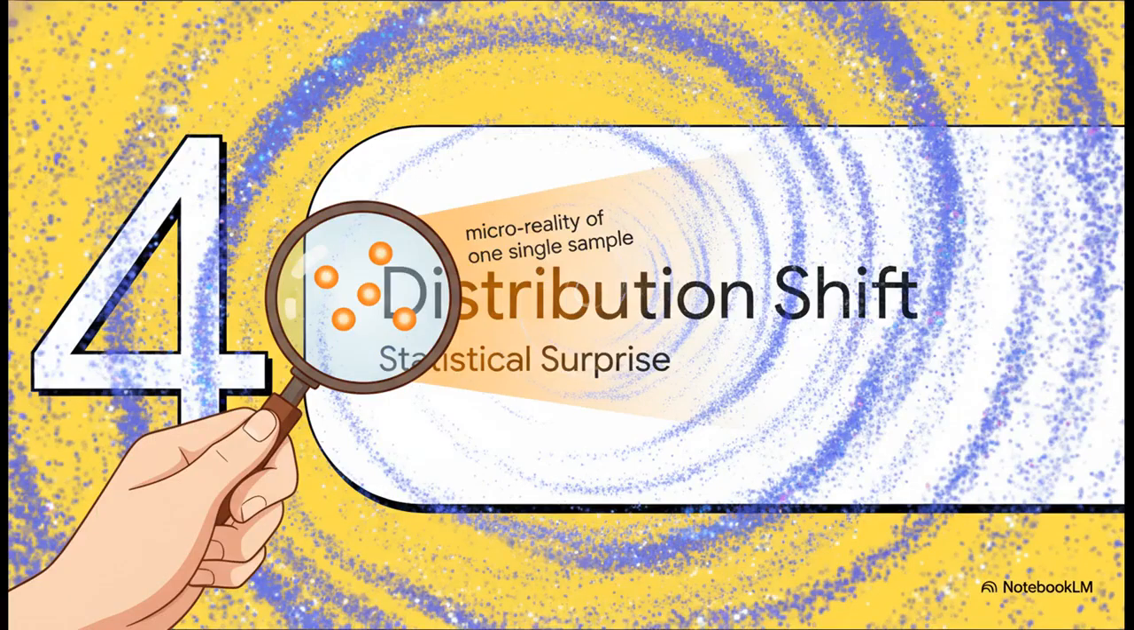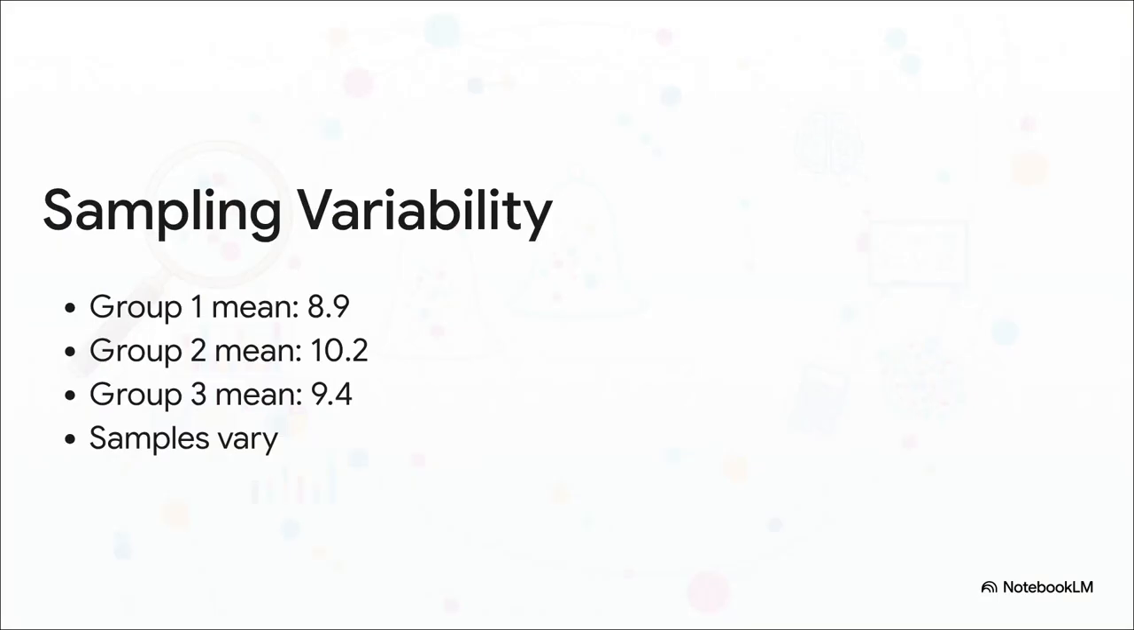All right, part 4. The sampling distribution shift, the big statistical surprise. So, let's shift gears from the micro level of one single sample to a huge macro-theoretical view of thousands of samples. Imagine we have a bunch of different groups of people, and every group scoops their own 30 cups from that exact same cereal shipment. Group 1 calculates a mean of 8.9 raisins. Group 2 gets 10.2. Group 3, 9.4. Now, the cereal itself didn't magically change. What changed were the samples. This natural bounce from sample to sample is called sampling variability.